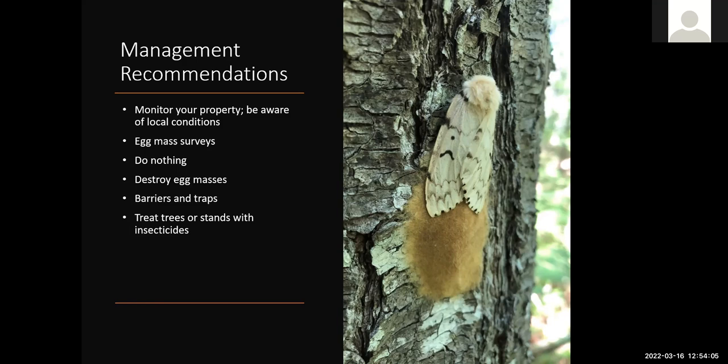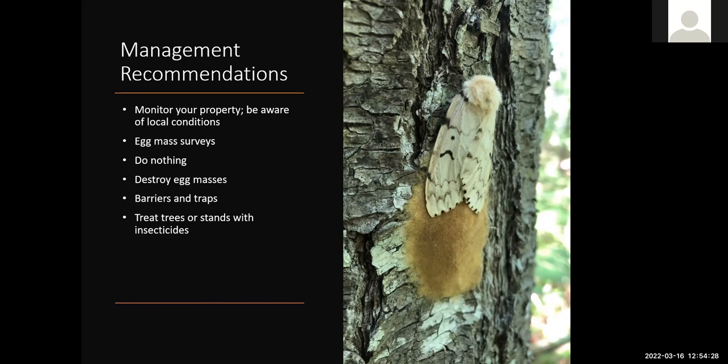In a smaller situation, a smaller woodlot, or if you have backyard trees or whatever, you can just destroy the egg masses. That won't eliminate larvae, because larvae can balloon into the crowns and feed, but you'll knock the population back some. That's the same for barriers and traps that are put on the bole where you kill the larvae.